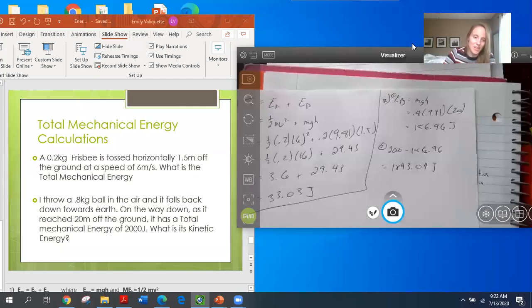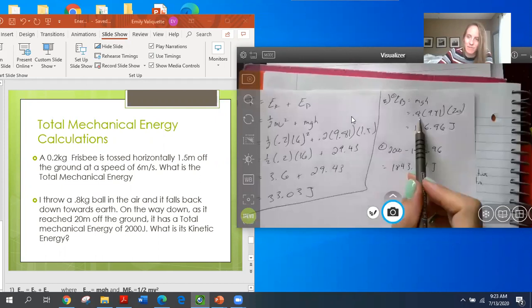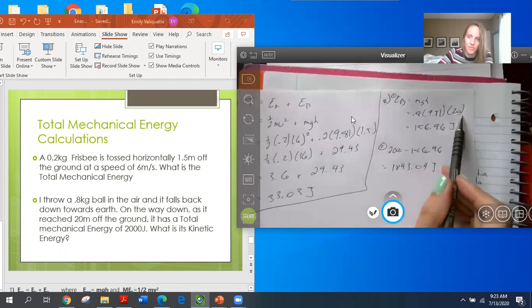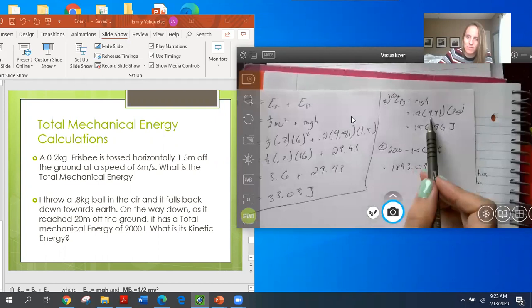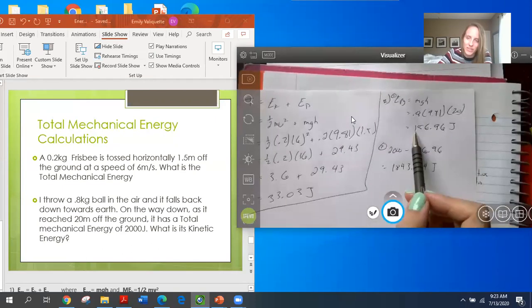Okay, so for the second question, we're given that the ball is 0.8 kilograms, that when it is 20 meters off the ground, it has a total mechanical energy of 2,000 joules, and it wants to know its kinetic energy. So I'm going to plug in the 0.8 kilograms as well as the 20 meters off the ground, multiply those, plus also multiply my 9.81, and get 156.96 joules of gravitational energy.